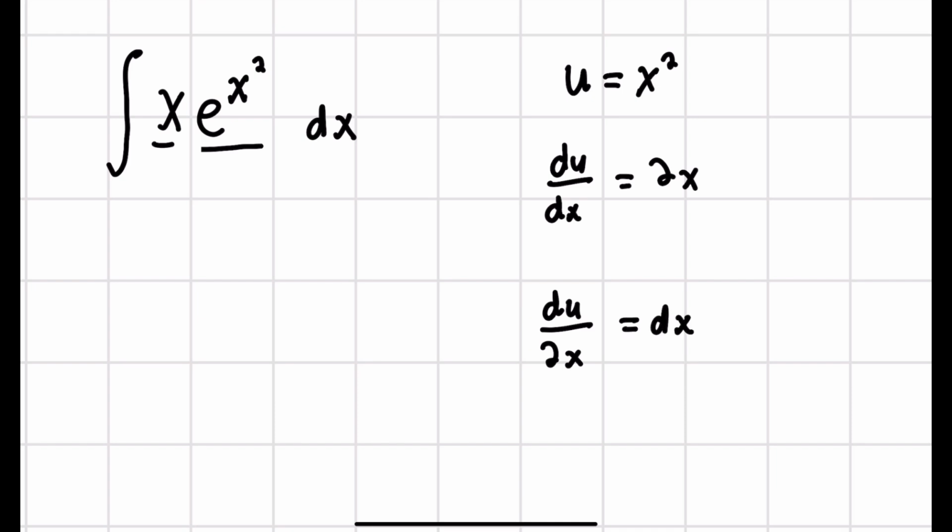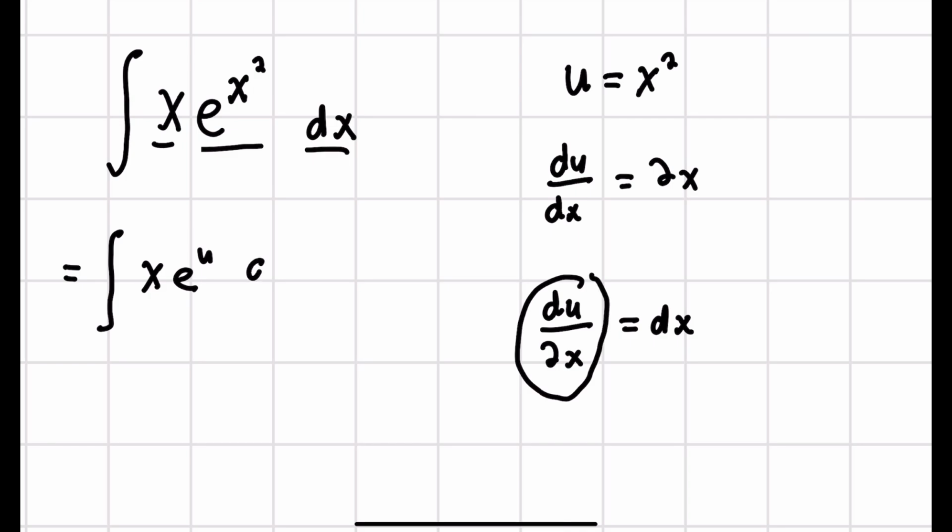And now let's try to substitute everything. So we have x times e to the u, and dx will be replaced with du over 2x, and the x's cancel out nicely. And this gives us the integral of e to the u over 2. So the integral of e to the u over 2 is e to the u over 2 plus c.